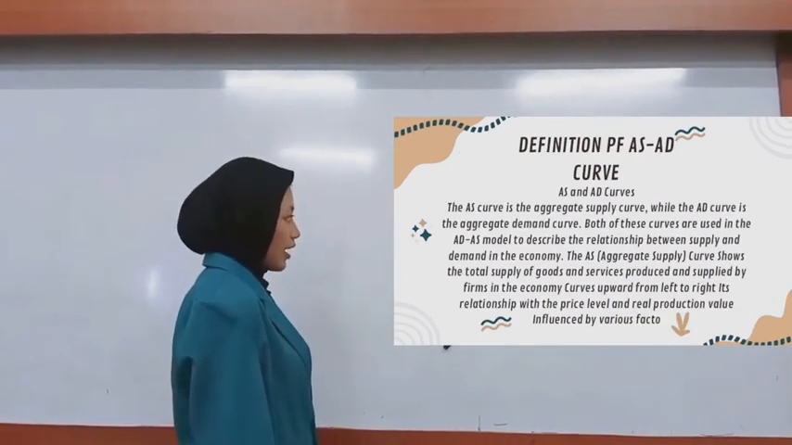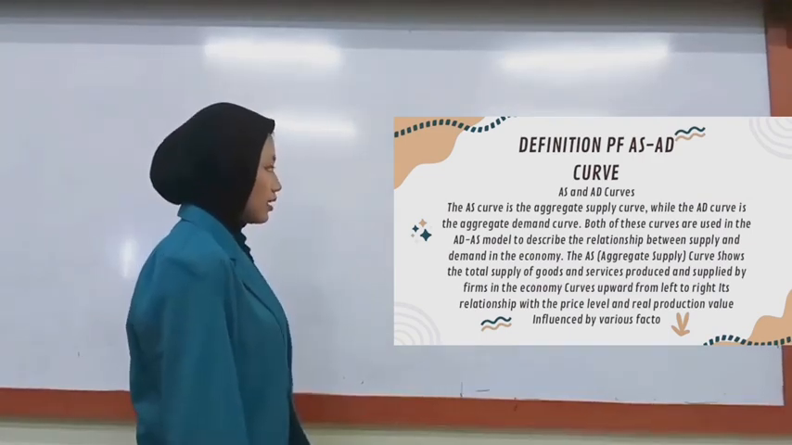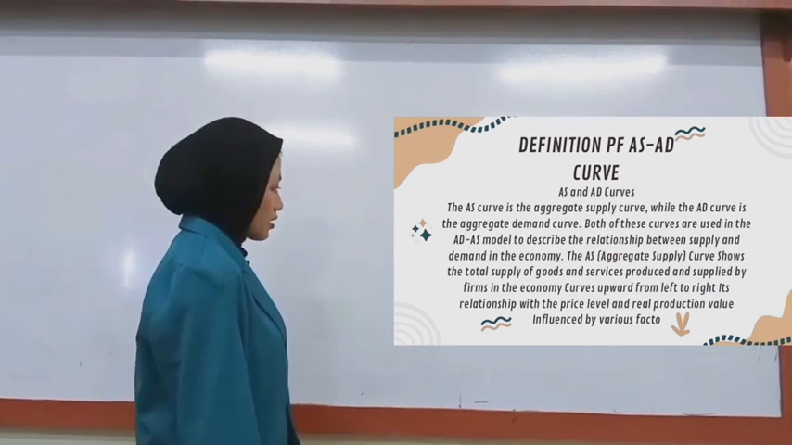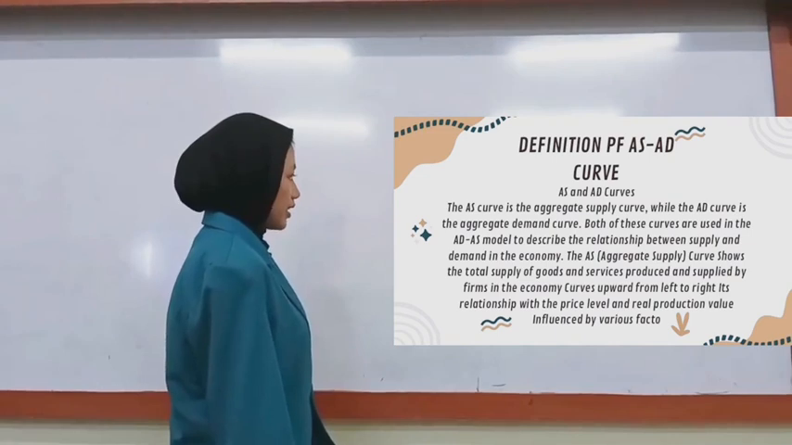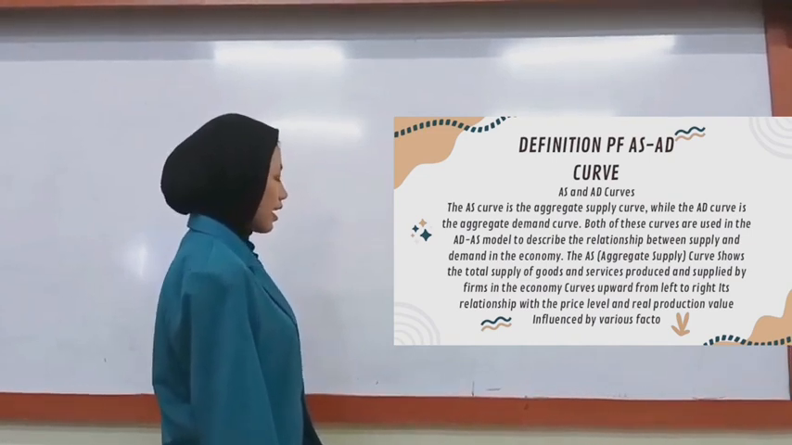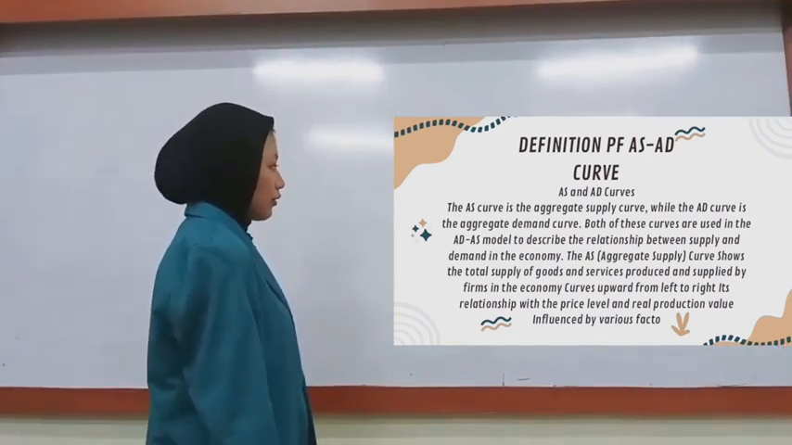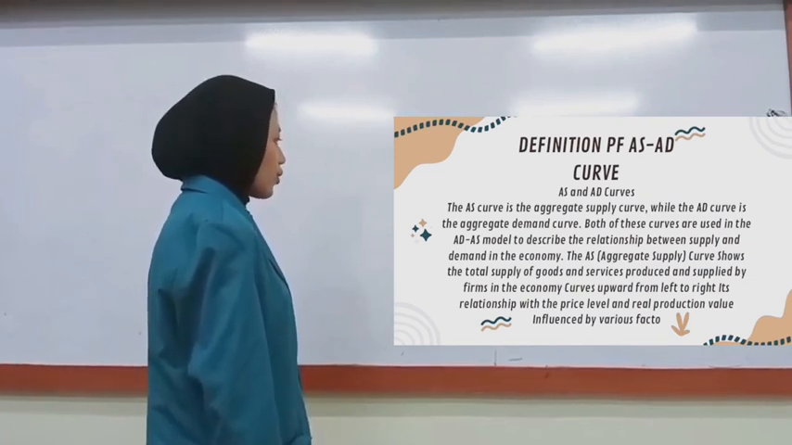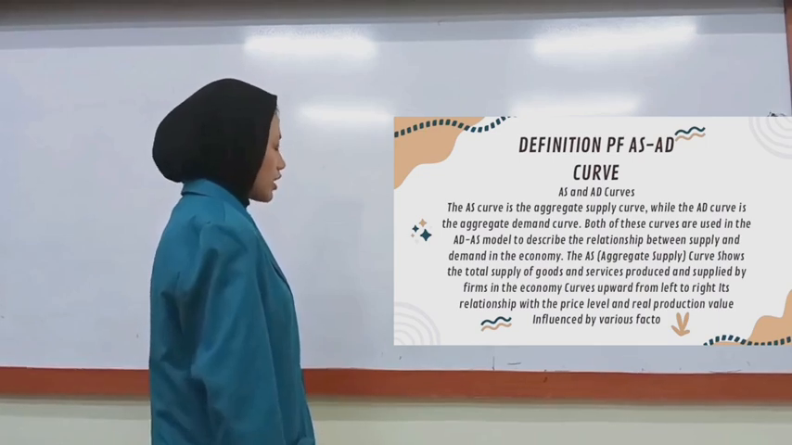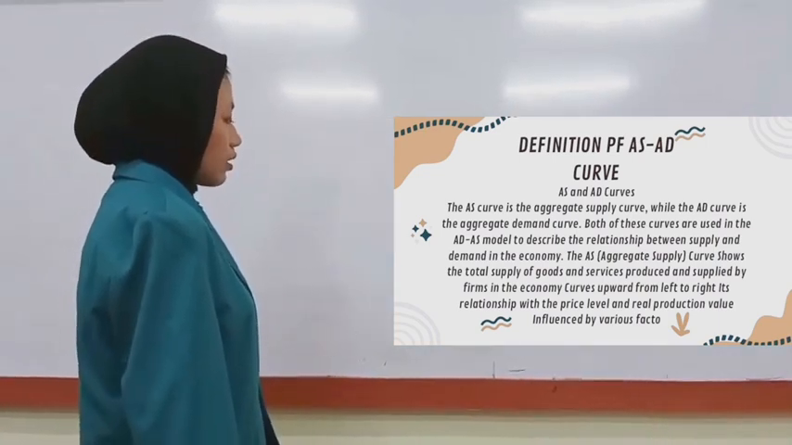Definition of AS and AD curves. The AS curve is the aggregate supply curve, while the AD curve is the aggregate demand curve. Both of these curves are used in the AD-AS model to describe the relationship between supply and demand in the economy.